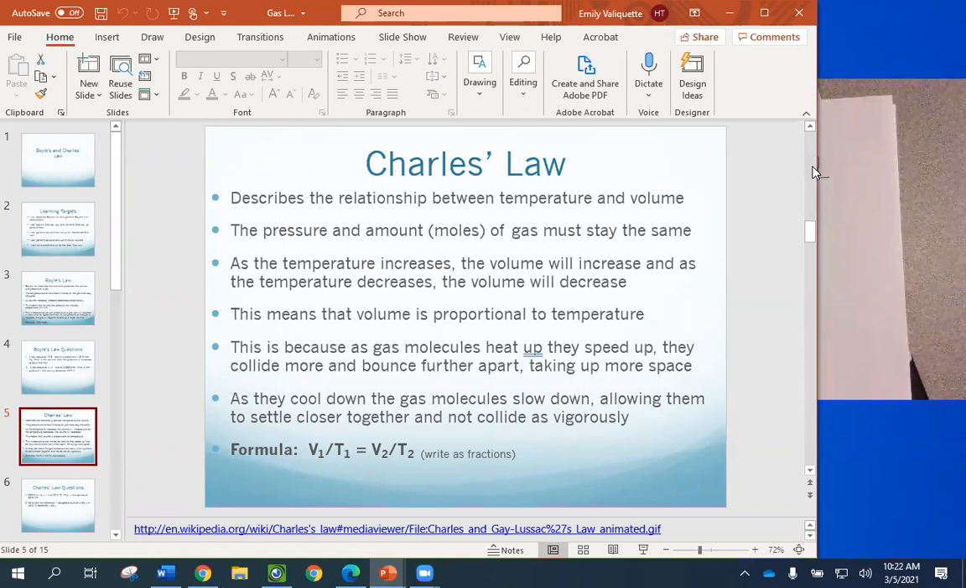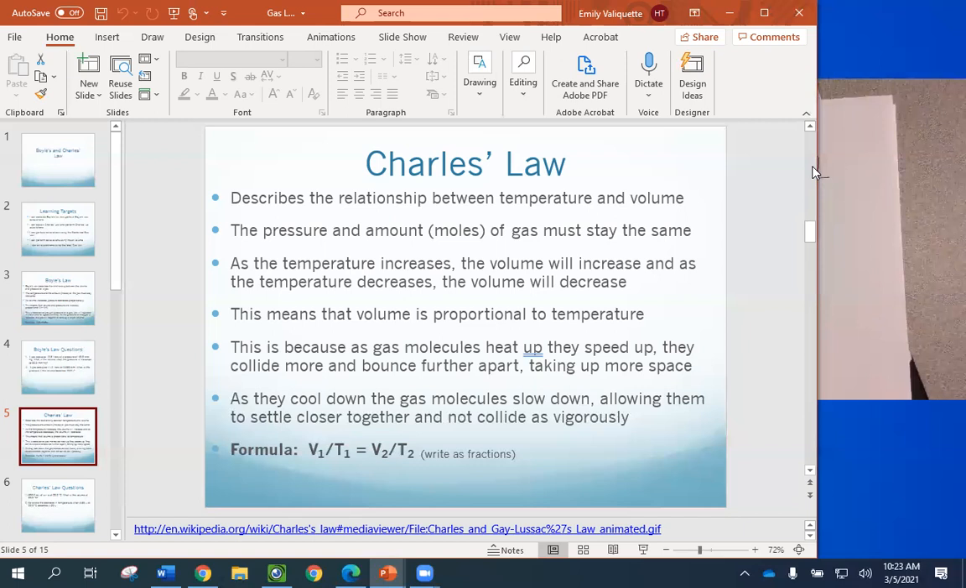So with Boyle's law, our two values, volume and pressure, were inversely proportional because as one went up, the other went down. This time, since they both move in the same direction, they both go up together or they both go down together, we say that they are proportional, not inversely proportional.